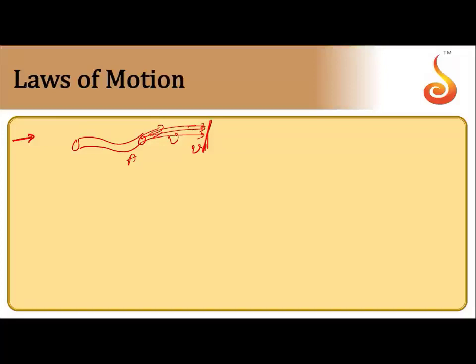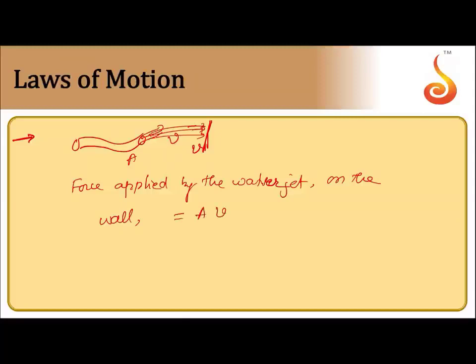With a velocity v, the force applied by this water jet or water stream on the wall is given by A v square into rho, where rho is the density of the liquid. Most often this happens to be water. So if a jet of liquid coming out from a pipe of uniform area of cross section A strikes a wall normally, perpendicularly, remember, then the force applied by the jet on the wall is A v square into rho.